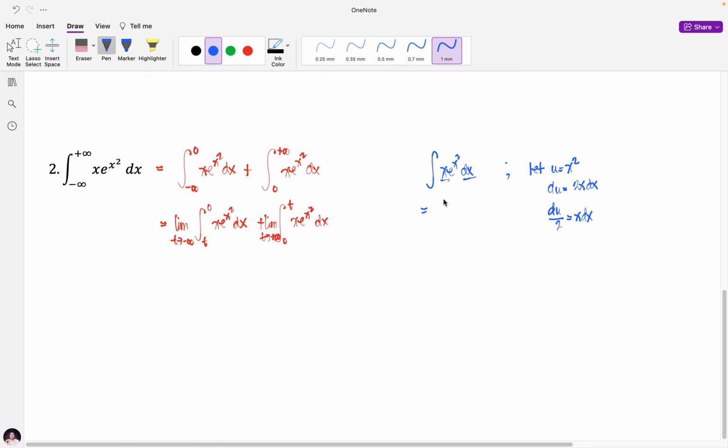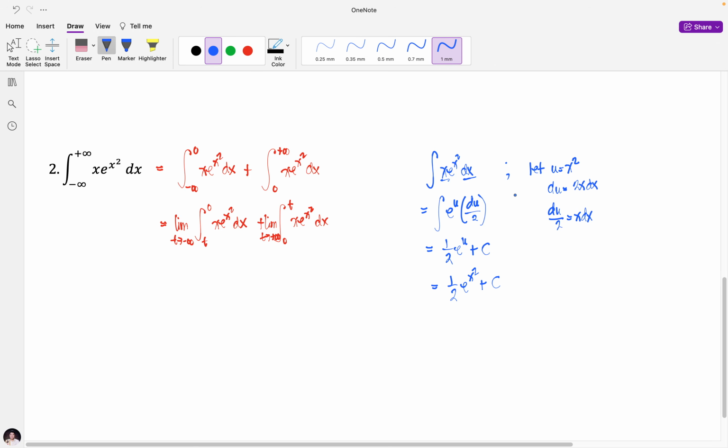So from that, we have x dx here. So this is just equal to the integral of e raised to x squared is u, and x dx is just du over 2. Okay, so we have 1/2 e raised to u plus c, or that is 1/2 e raised to x squared plus c.